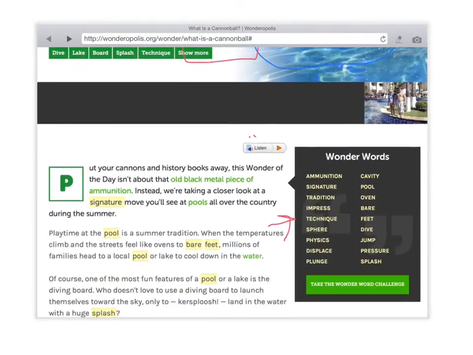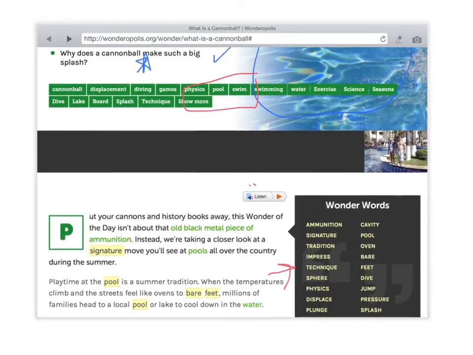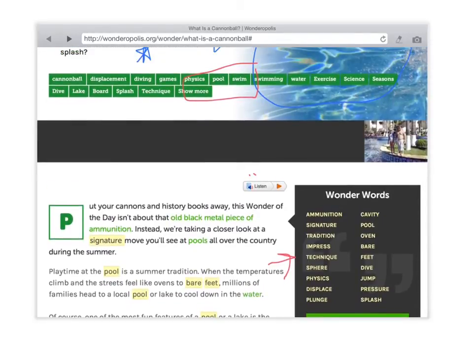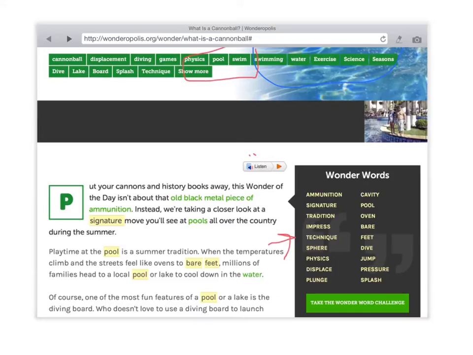So again, I'm thinking about what I want to learn about, which is why were my cousins, who are bigger than me, able to make a bigger splash in the pool? So as I read this, I'm going to just start reading. Put your cannons and history books away. This wonder of the day isn't about that old black metal piece of ammunition. Instead, we're taking a closer look at a signature move you'll see at pools all over the country during the summer.